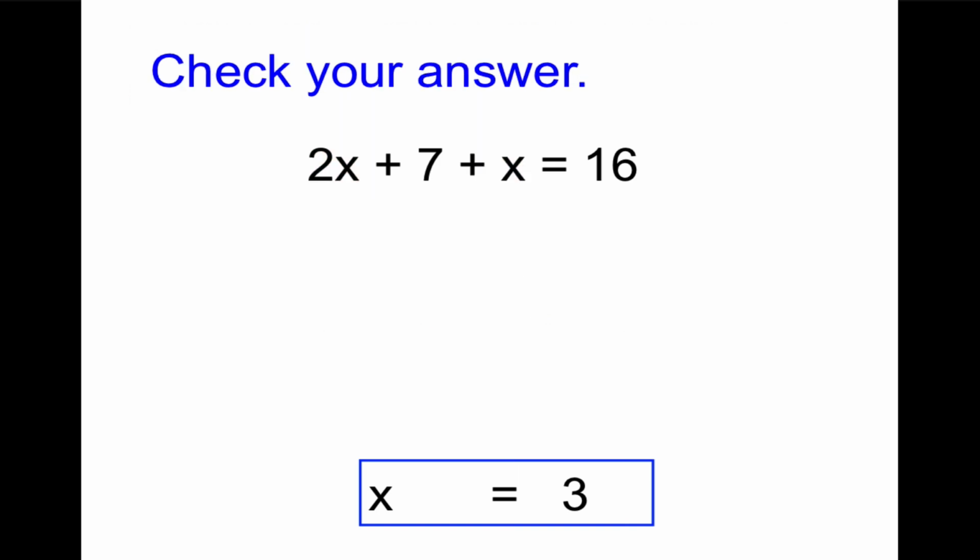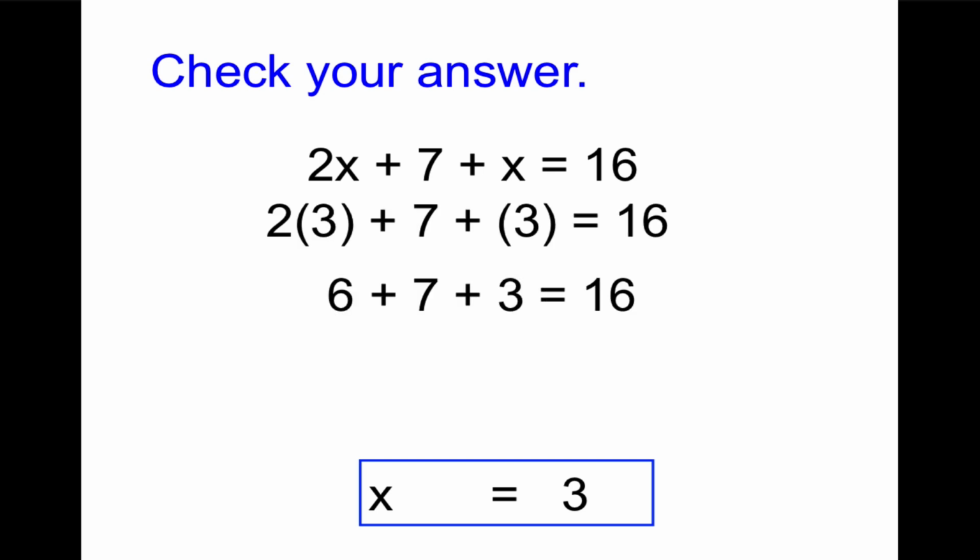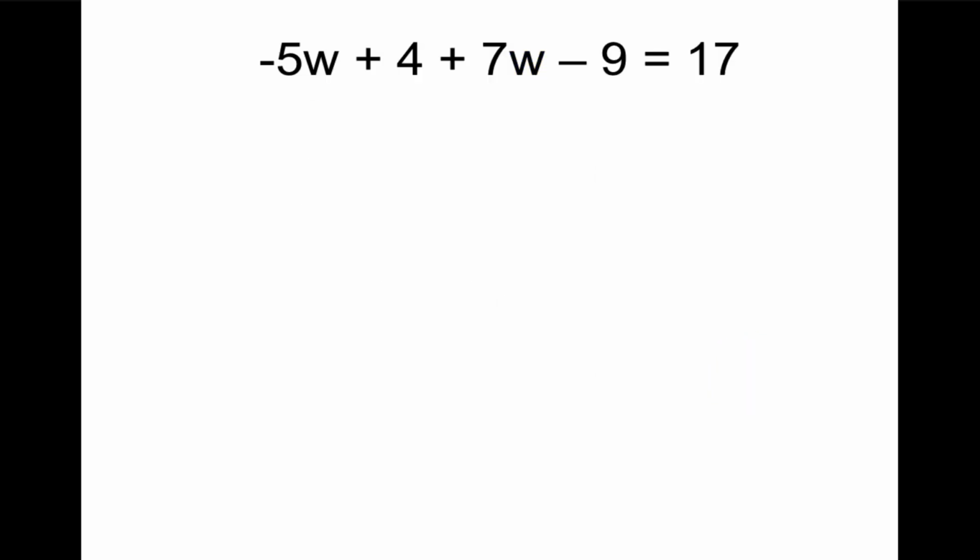Okay, let's check your answer. So we got 2x plus 7 plus x equals 16, and we think the answer is 3. So we're going to substitute in 2 times 3 plus 7 plus 3 equals 16. Well, 2 times 3 is 6. And then we just have to add 6 plus 7 plus 3. That looks like 16 to me. So the answer does check. Here's one of this type for you to try on your own. Please pause the video, attempt this problem, and then check back and see how you did.